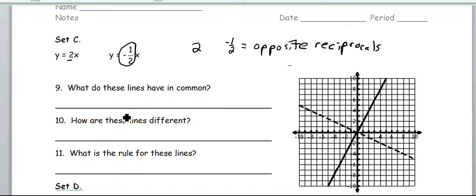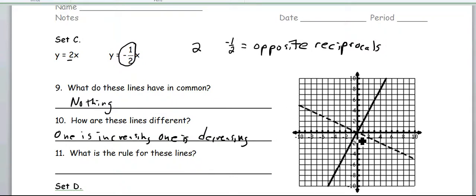What do these lines have in common? We'll just put nothing at this point. How are they different? Well, one goes up, one is increasing, one is decreasing, and what is the rule for these lines? Well, I don't know. We're going to come back to this because you're going to figure this out.